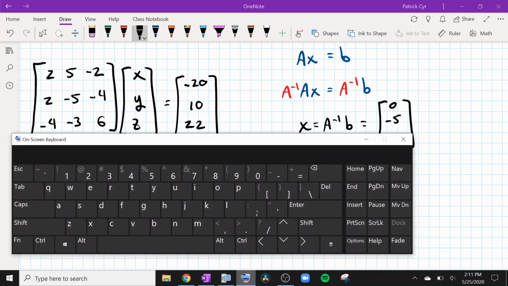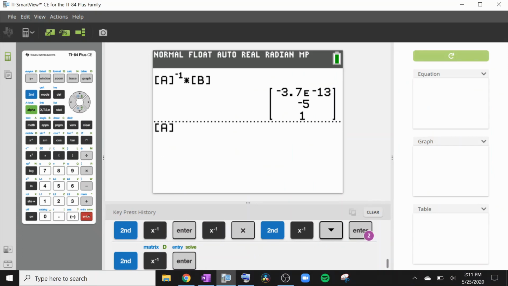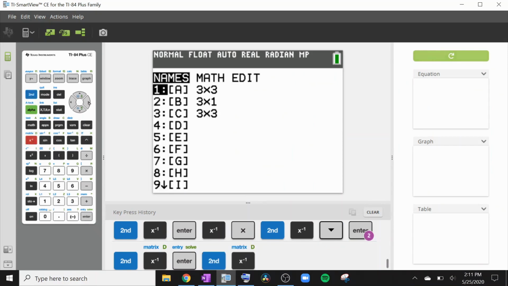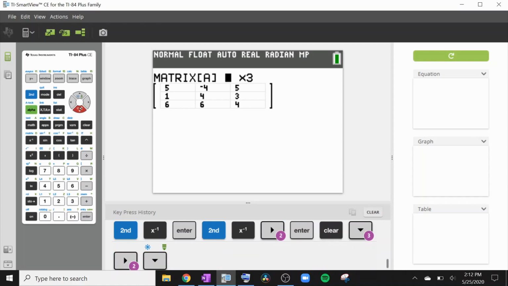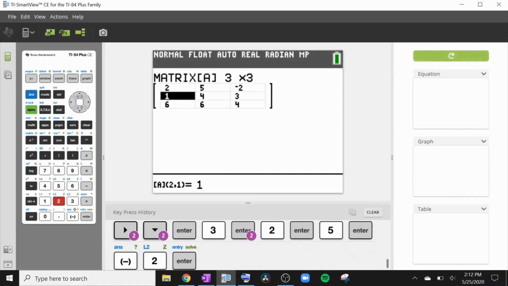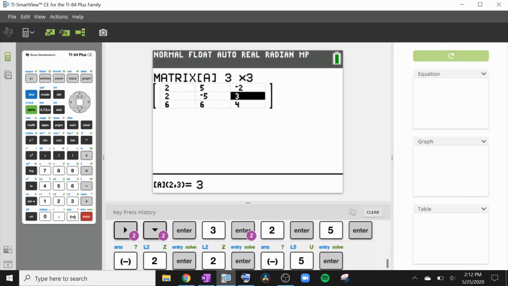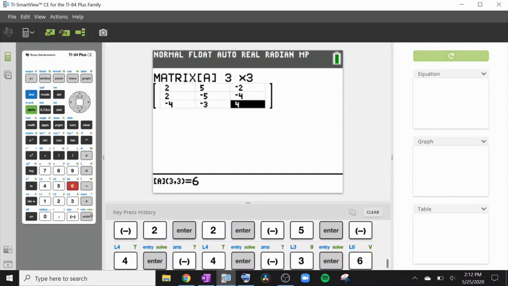Okay, and so let's go to our calculator, and I'm going to change matrix A so it has the correct elements for this specific problem. We want to go to 3. Okay, so 2, 5, negative 2, 2, negative 5, negative 4, negative 4, negative 3, 6.